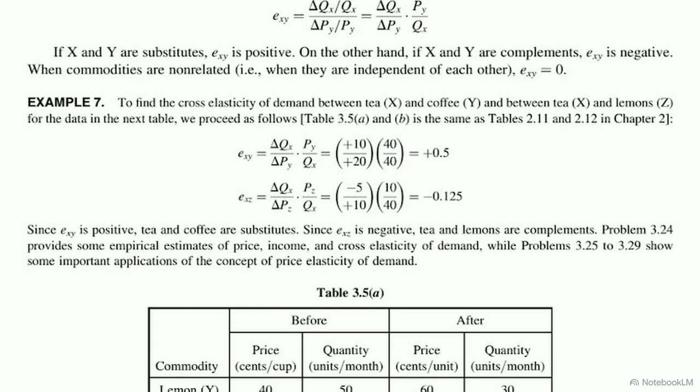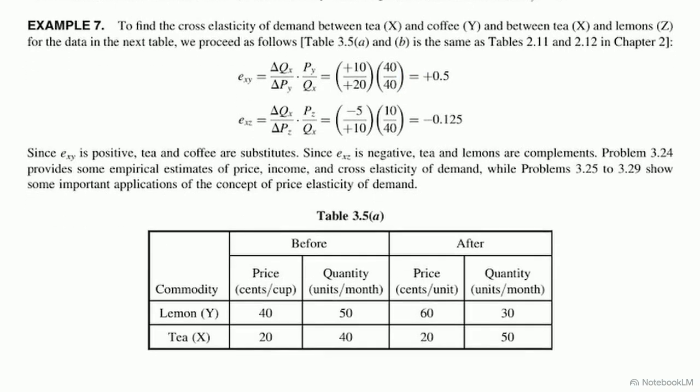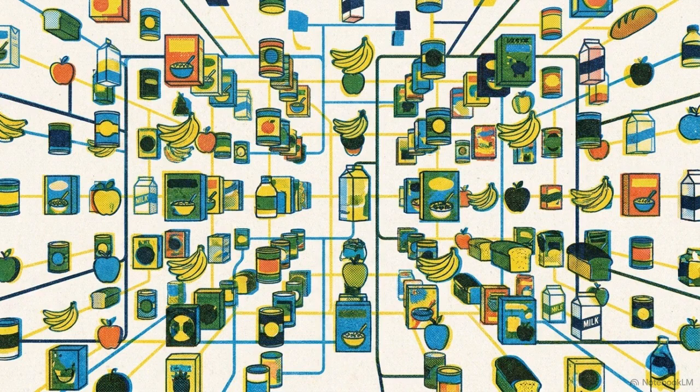Contrast that with a negative coefficient, which classifies the goods as complements. This calculation for tea and lemons results in negative 0.125, proving they are consumed together. When the price of lemons spikes, people buy fewer lemons, and consequently, they buy less tea. This formula acts as an invisible web, mapping out the interconnected relationships of every product on a supermarket shelf.